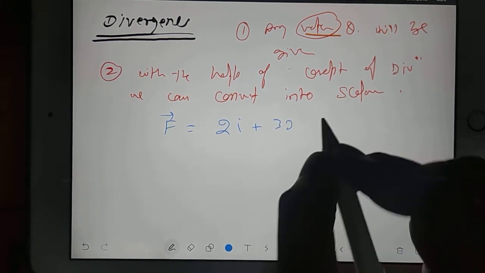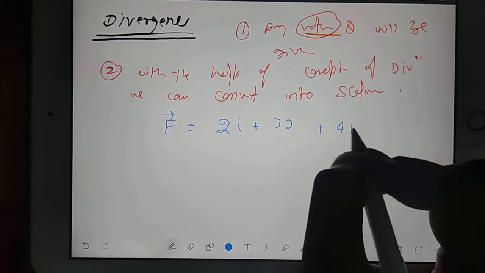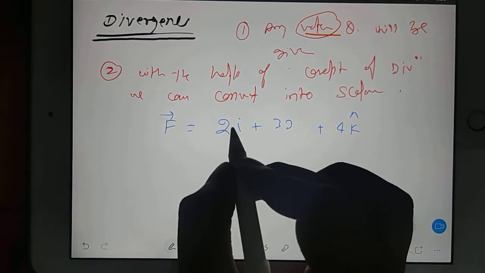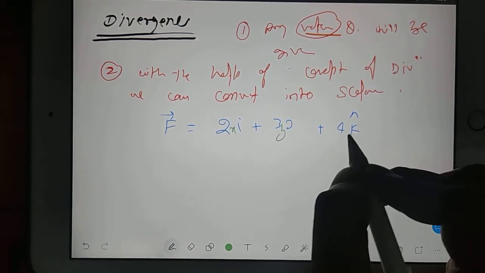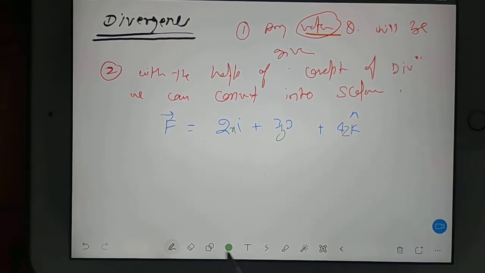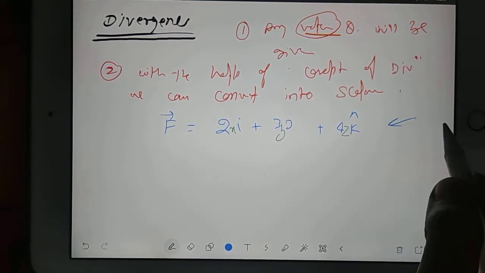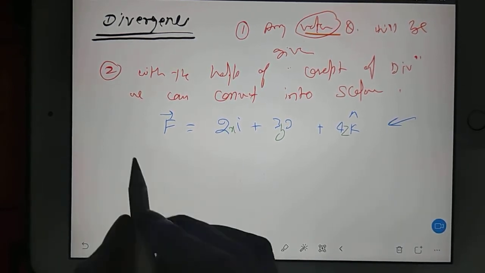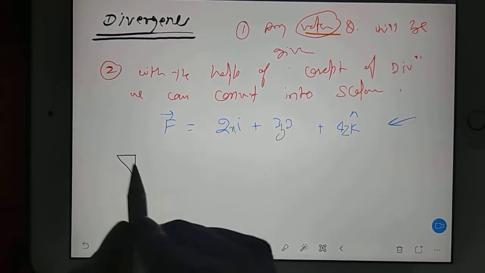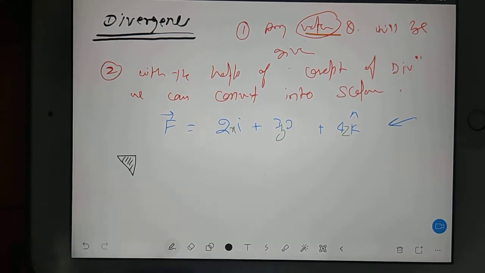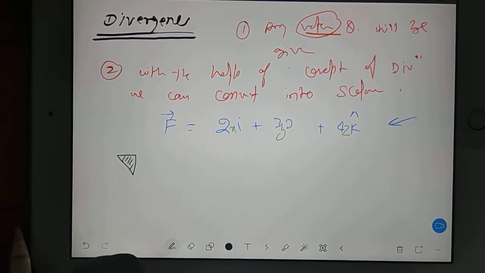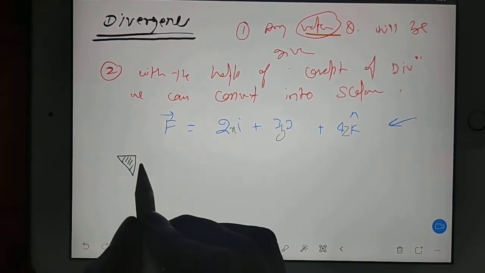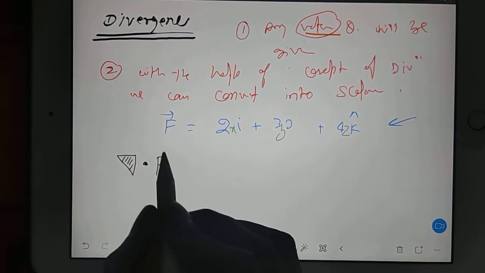2i plus 3j plus 4k. Suppose you put here 2x i, 3y j and plus 4z k, so that it is a kind of general format. Now I want to know the divergence. So what will I do? I will do this portion. This is the same del that we were using for grad of phi. This del you do dot product with the vector.